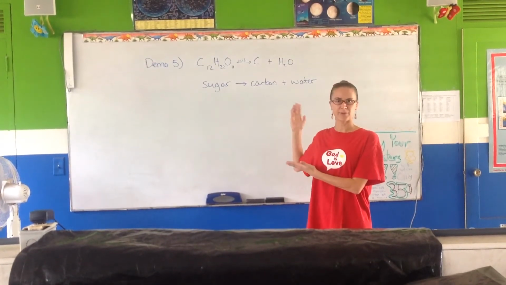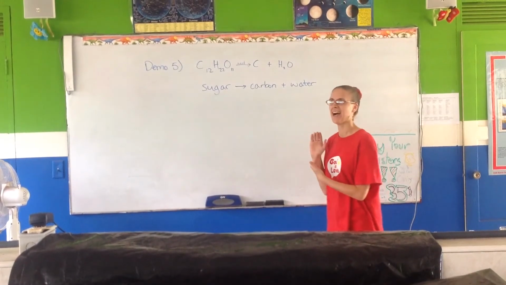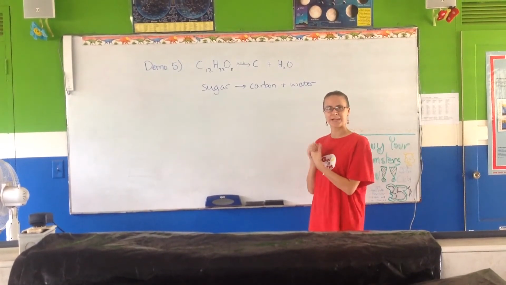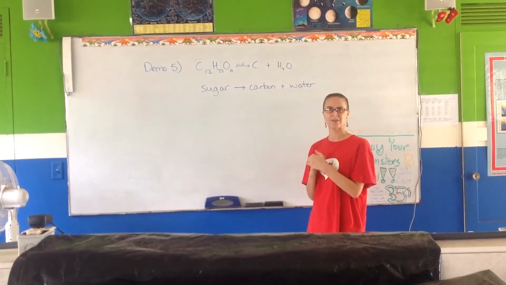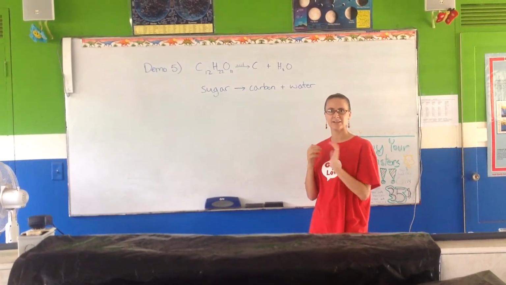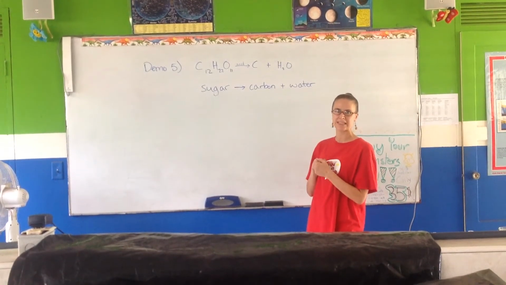This is your chemical equation for demonstration number 5, our last demonstration. Please go ahead and make sure you write it down. As always, you're going to need to balance it. You're going to need to identify what kind of an equation or reaction that it is, and what's the evidence that a reaction is taking place.